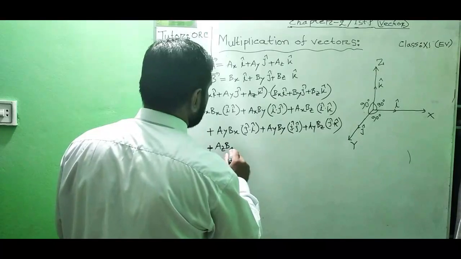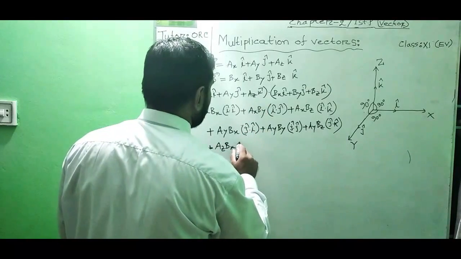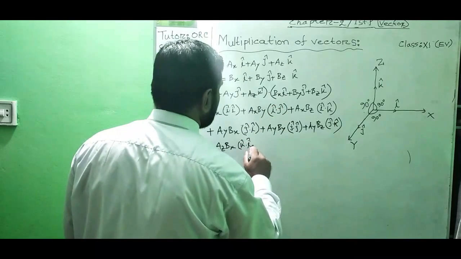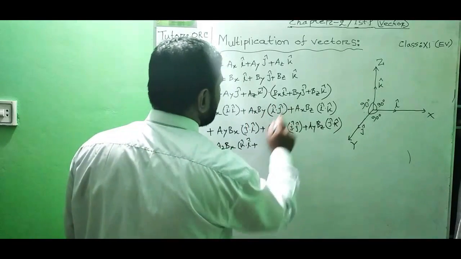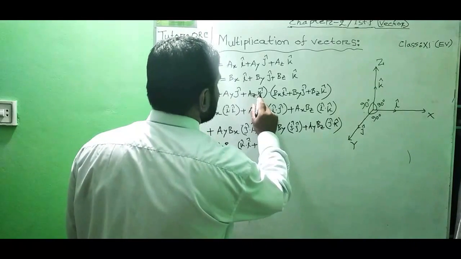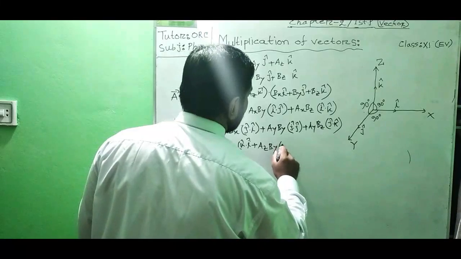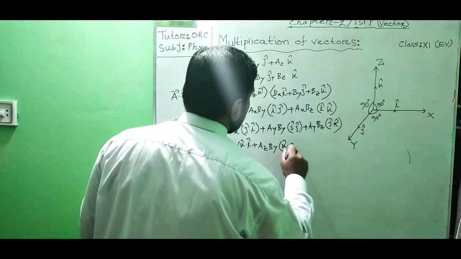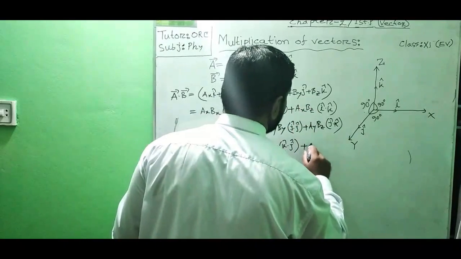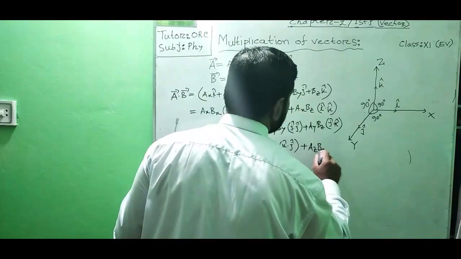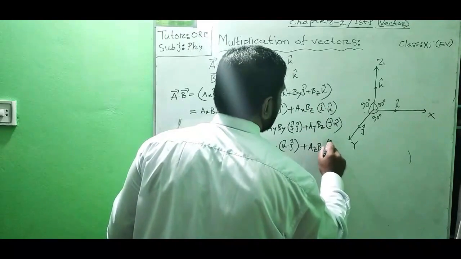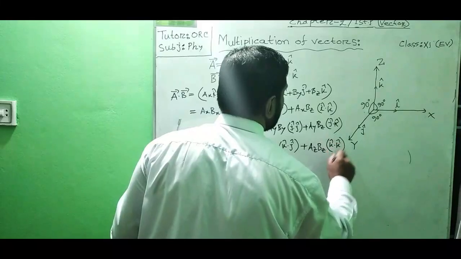aᵤbₓ, here is (k̂·î), plus aᵤbᵧ, here is (k̂·ĵ). First of all, aᵤbz, and here is (k̂·k̂).